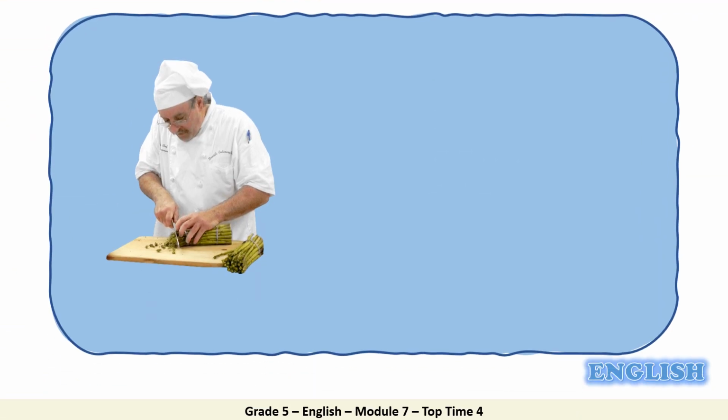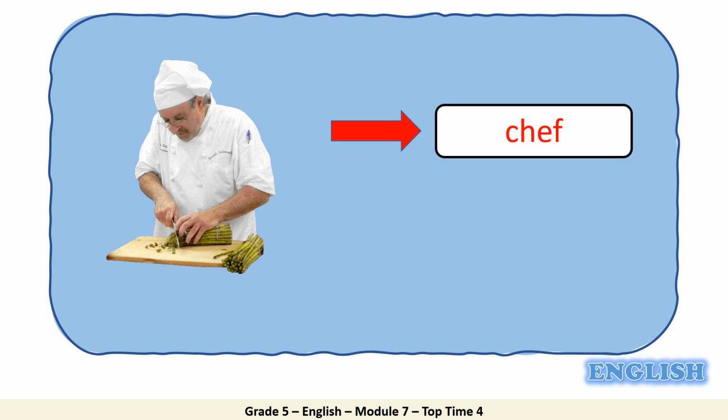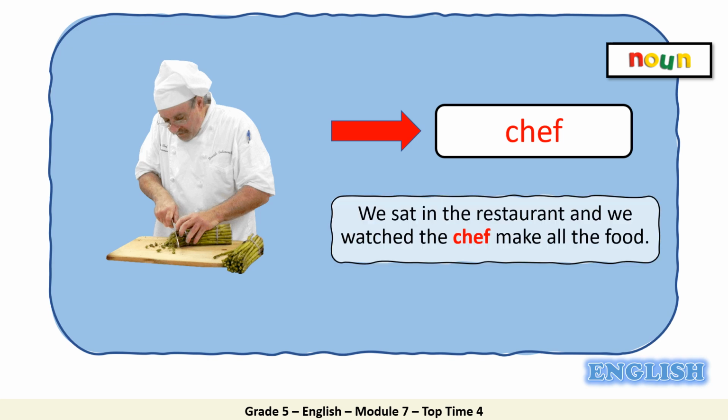Let's start with the first word. What is the man doing in this picture? That's right, he is cooking. And why is he wearing this uniform? You're right again, because it's his job. He is a chef. The word chef is a noun. For example, we sat in the restaurant and we watched the chef make all the food.